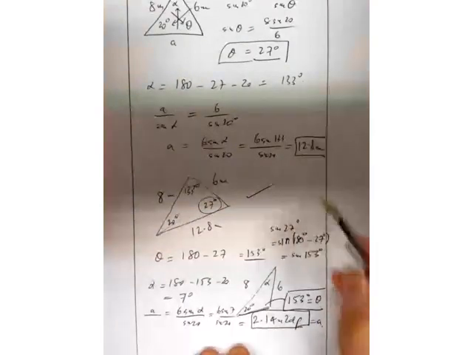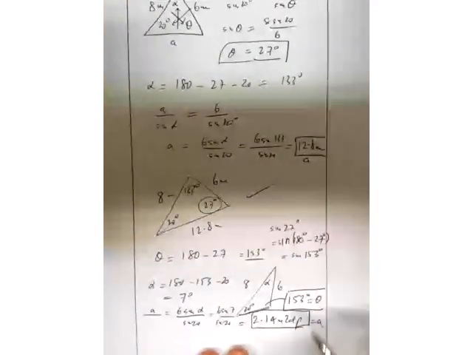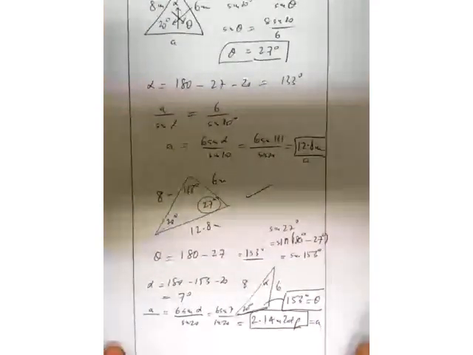So this is 1 A, 1 theta, 1 A, 1 theta, and that, ladies and gentlemen, is the ambiguous case of the sine rule. And when you rewind back this video, it's going to be useful.